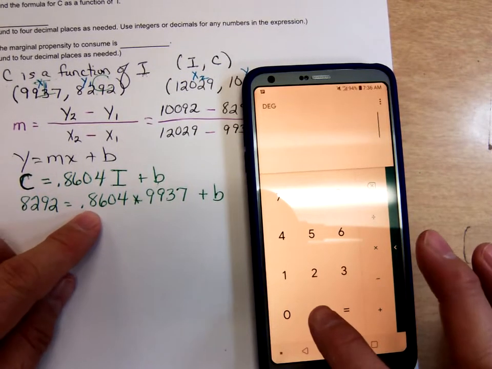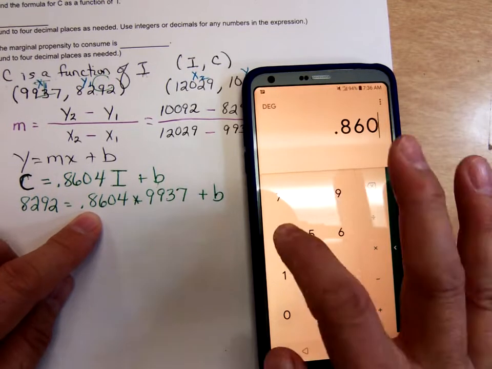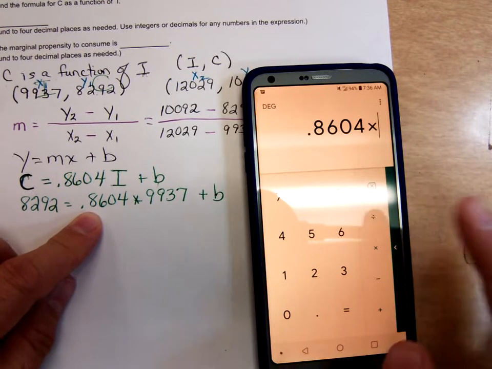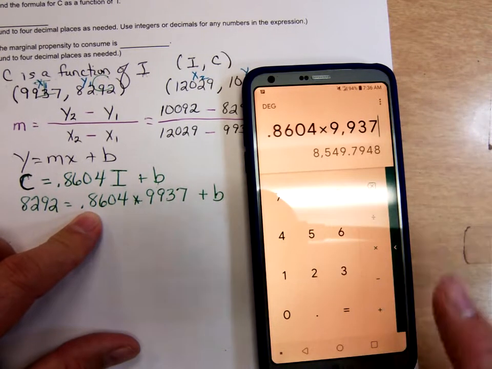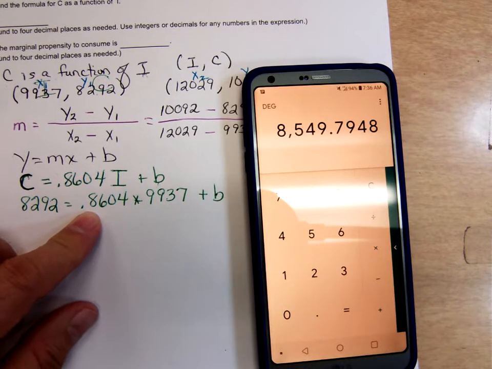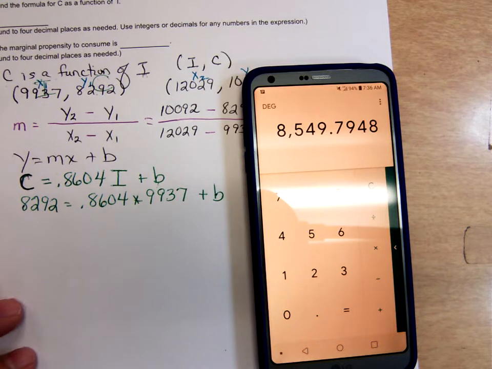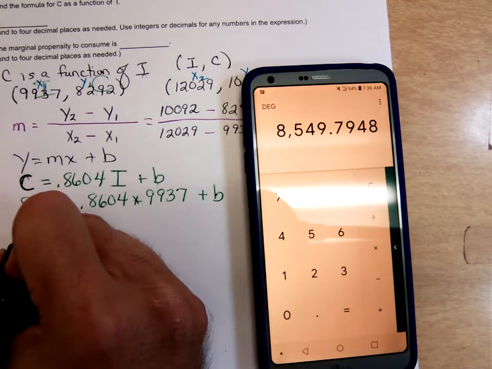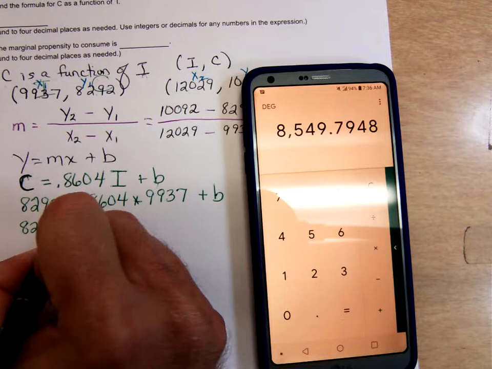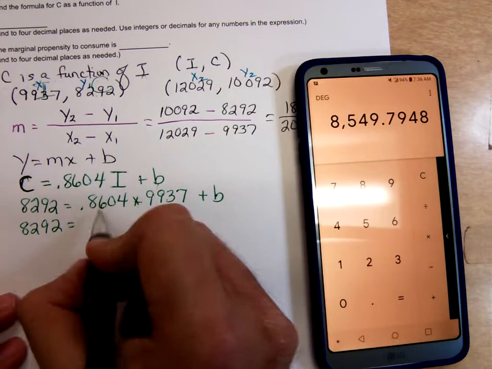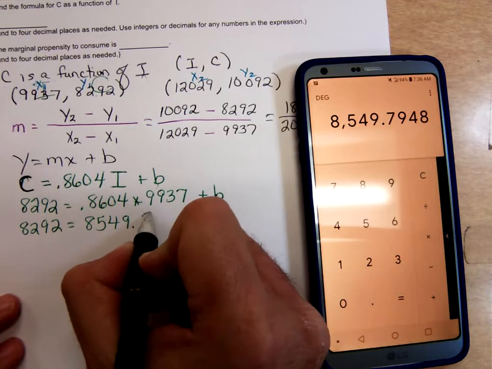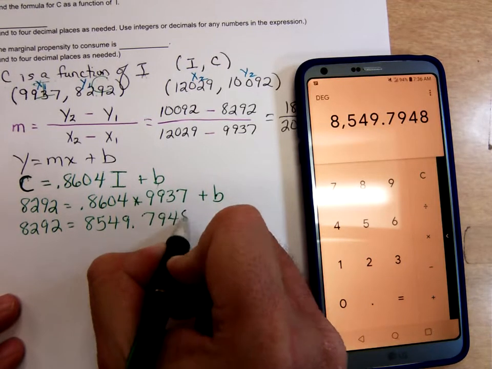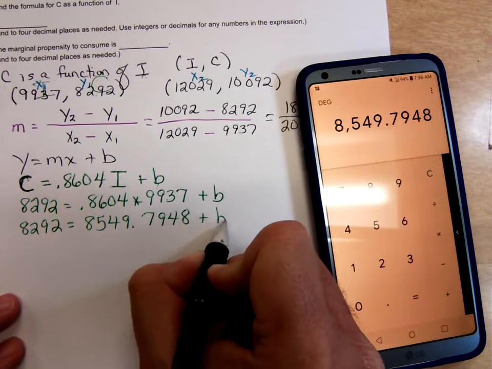So let's see, 0.8604 times 9937. That gives us, let me see, I have 8292 equals 8549.7948 plus b.